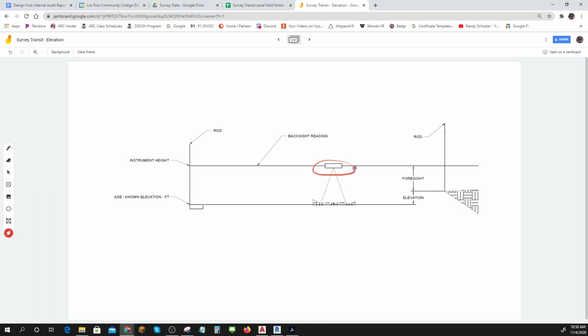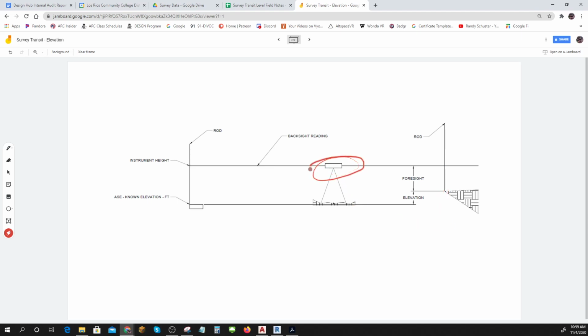If this is my instrument and it's perfectly level, so that when I read the rod, if I knew how high this was, let's say this was at 20 feet. Okay, so let's say this point right here was 20 feet above my reference level. Then if I took that 20 feet and subtracted what my rod reading was, I'd have the actual elevation of the ground. Okay, so let's go over that again.